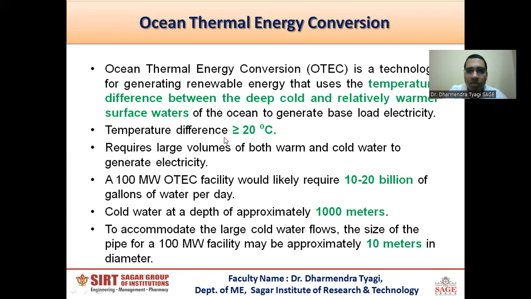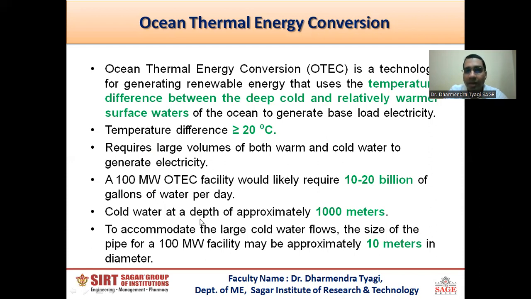Temperature difference means the difference between the deep cold water and the warmer surface water, which is greater than or equal to 20 degrees centigrade. It requires a large volume of both warm and cold water to generate electricity. For example, a 100 megawatt OTEC facility would likely require 10 to 20 billion gallons of water per day. This is a huge amount of water required to produce 100 megawatt electricity.